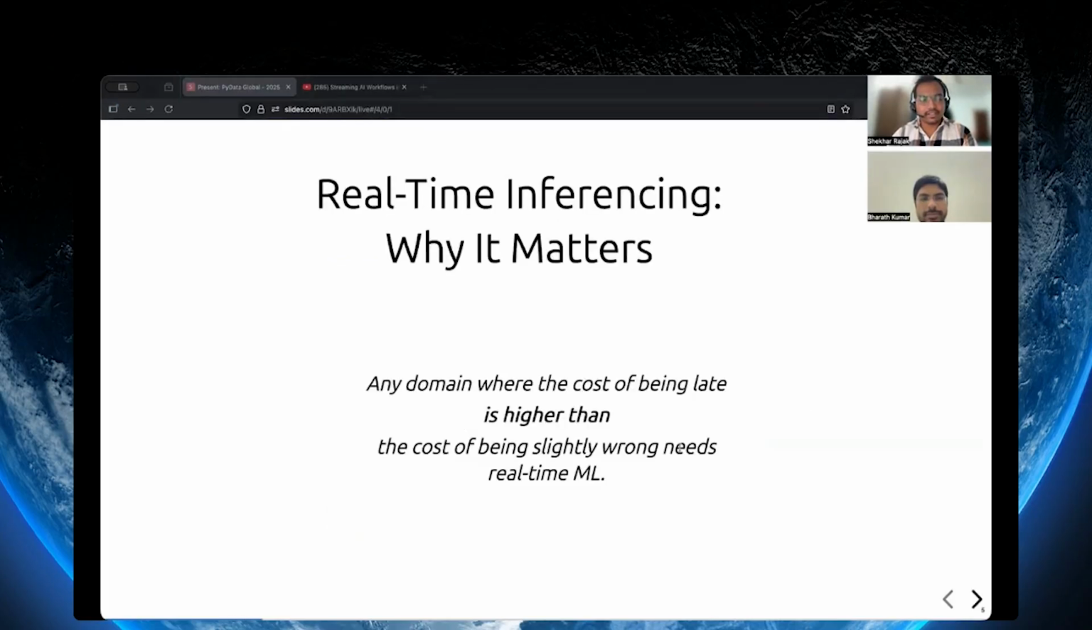So in a concise way, any domain where the cost of being late is higher than the cost of being slightly wrong needs real-time ML calls. For business, we can think of fast decision making and deriving some kind of dynamic payment or dynamic pricing of the items and so on.